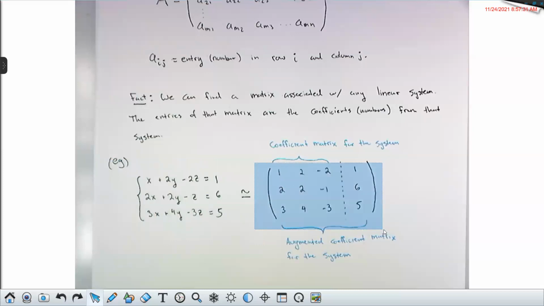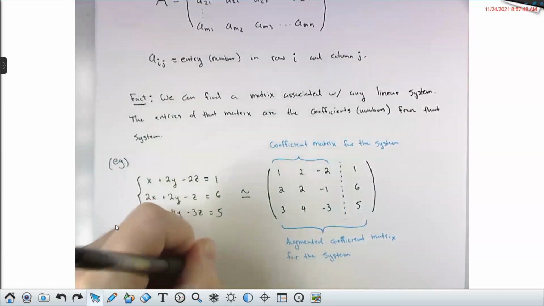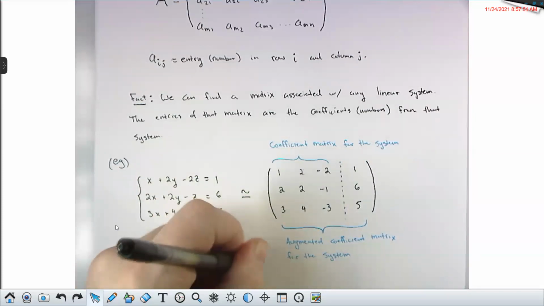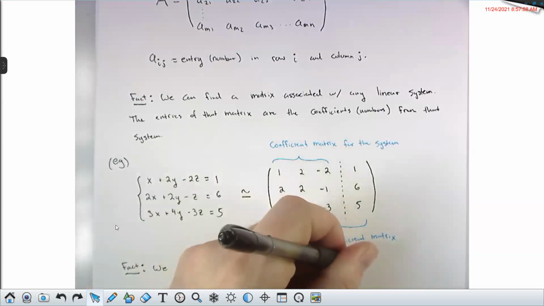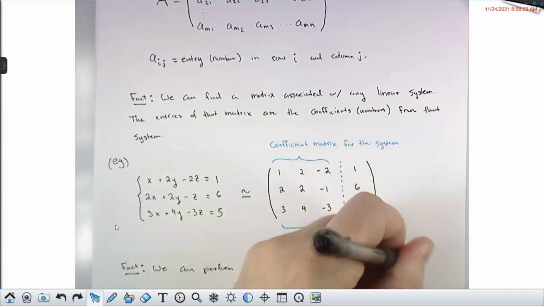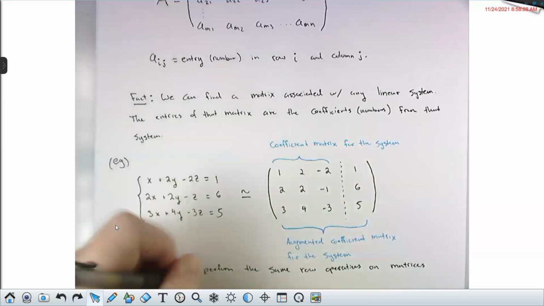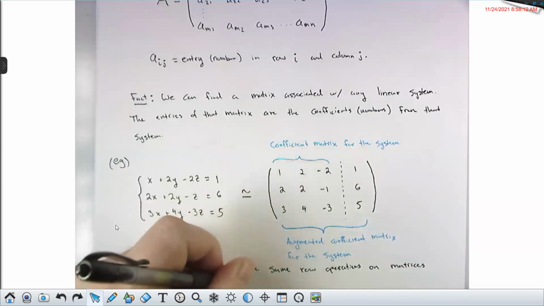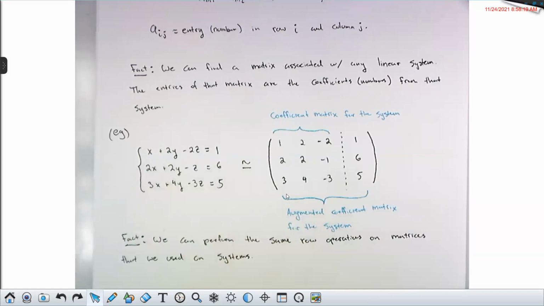You can do to matrices all the same things you can do to systems. Namely those row operations. We can perform the same row operations on matrices that we used on systems. Like I can add row 1 to row 2, or I can add 3 times row 1 to row 3.